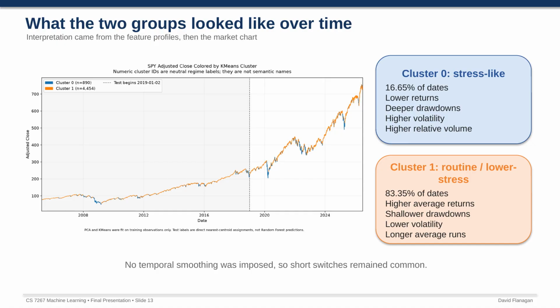Cluster 0 contained about 16% of the dates. It usually had lower returns, weaker price trends, deeper drawdowns, higher volatility, and higher trading volume. For that reason, it was described as stress-like. Cluster 1 contained about 83% of the dates and showed the opposite average pattern. So, it was described as routine. On the SPY timeline, stress-like labels often appeared around sharp declines and unstable periods. These names describe the feature patterns.